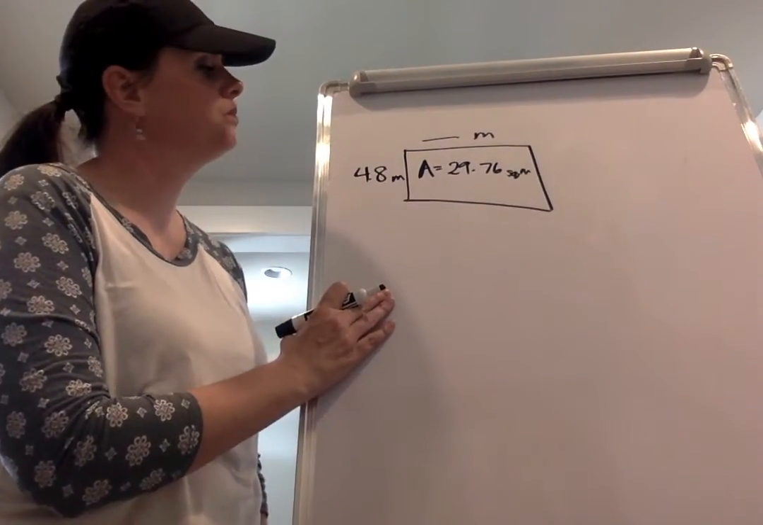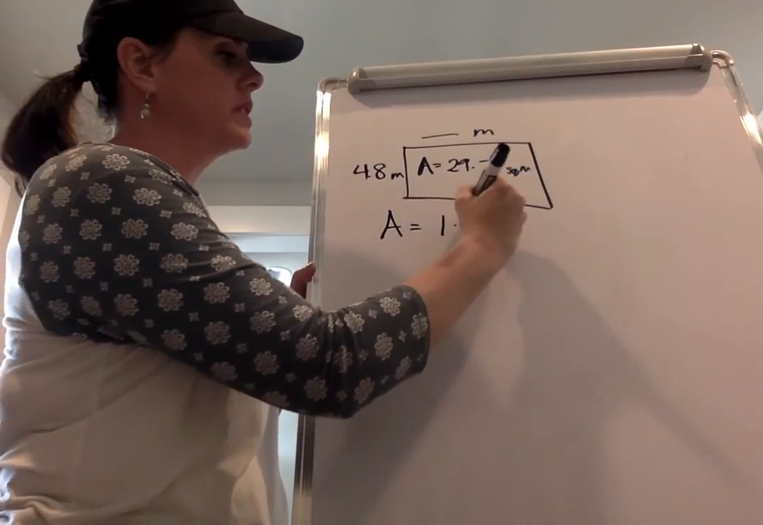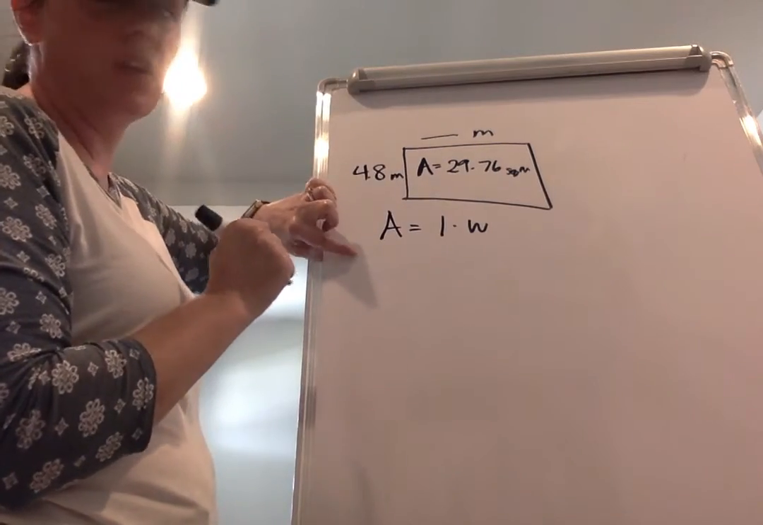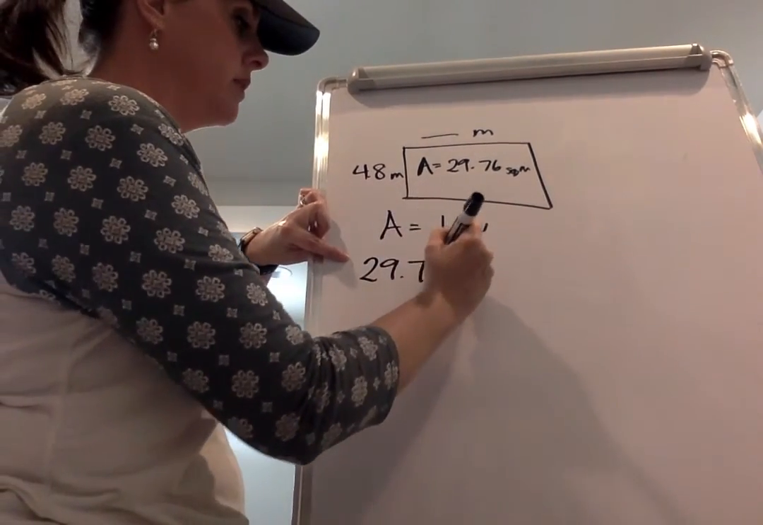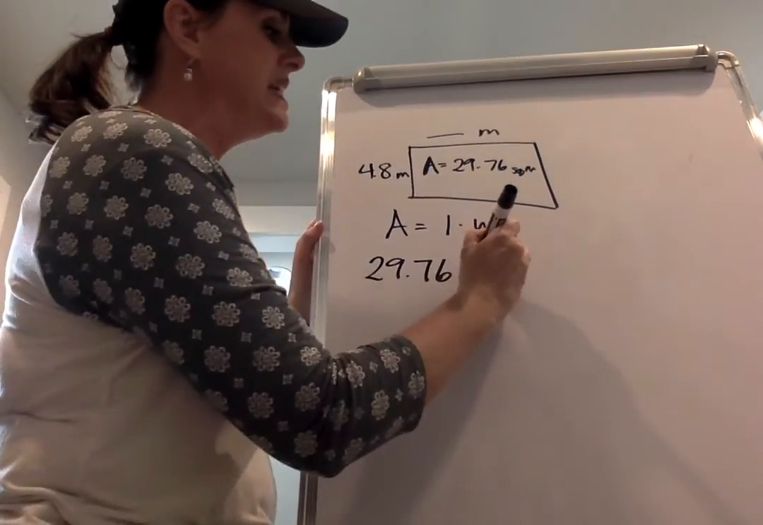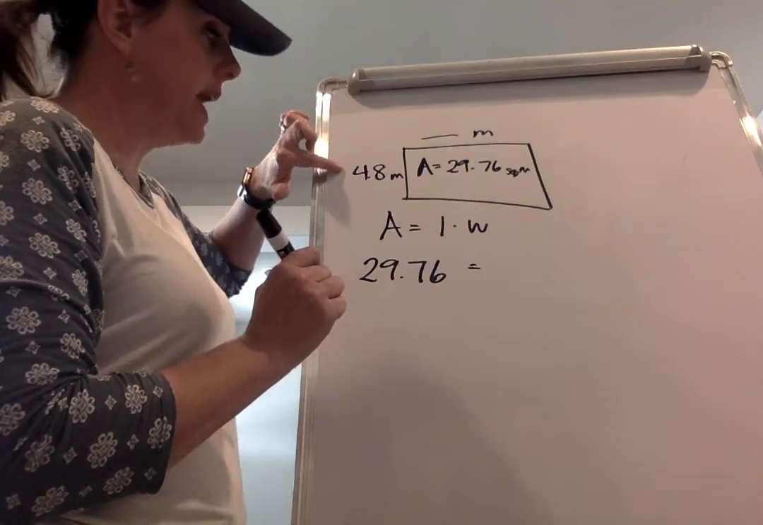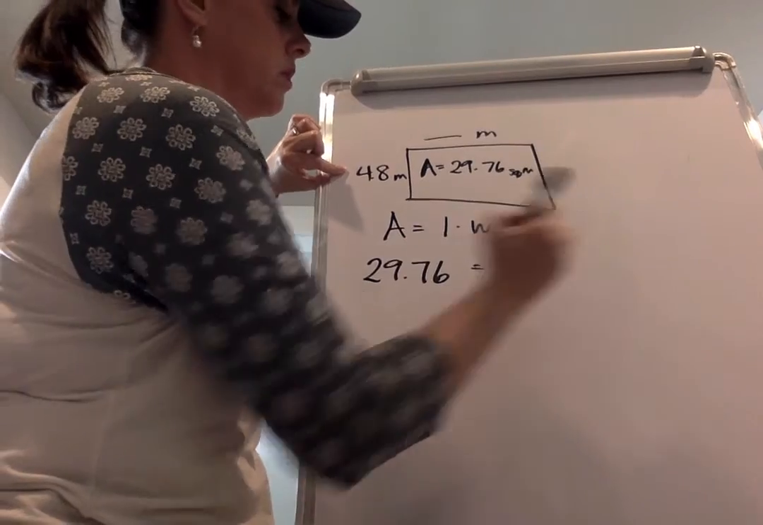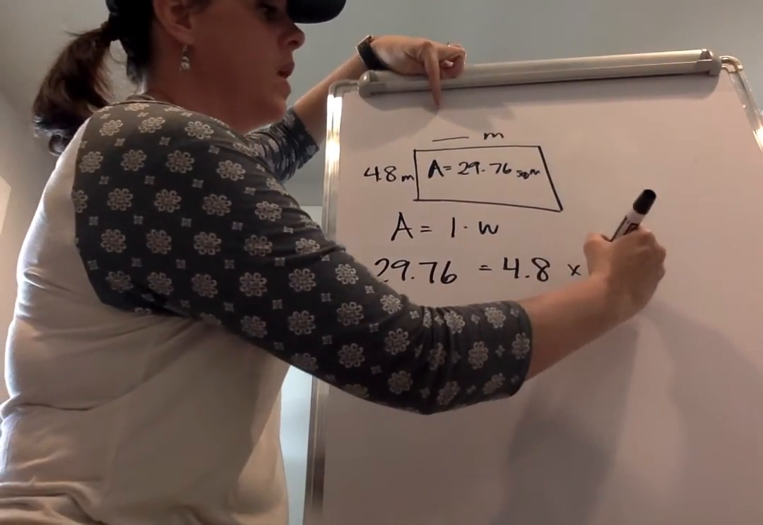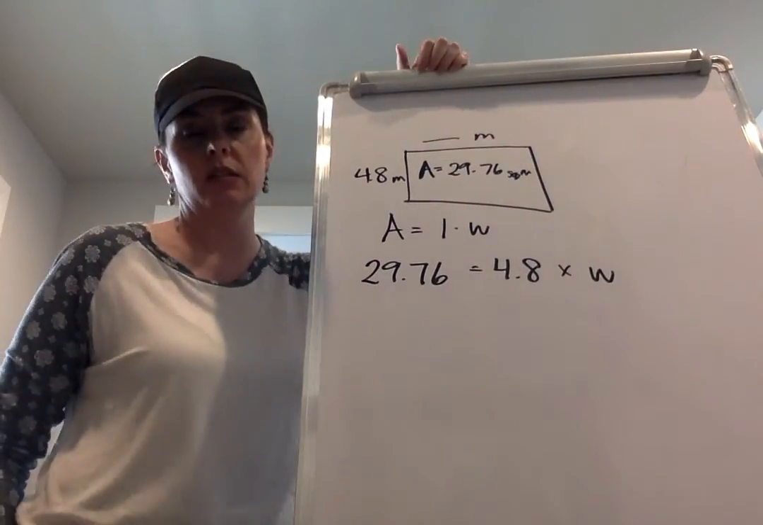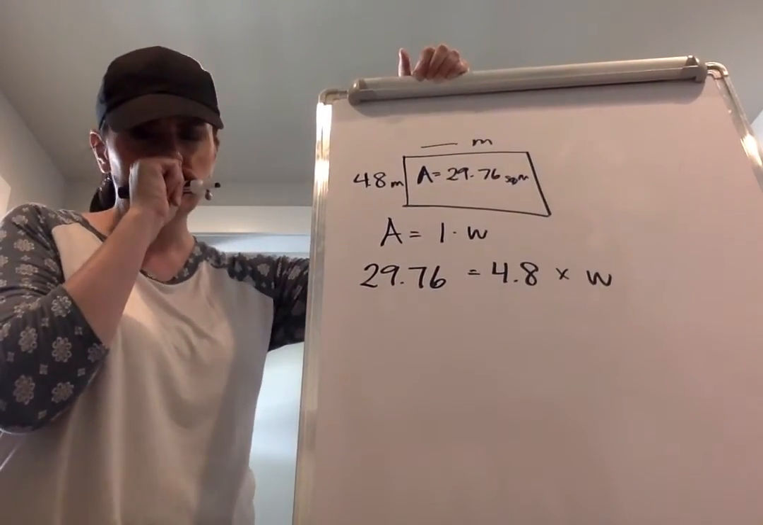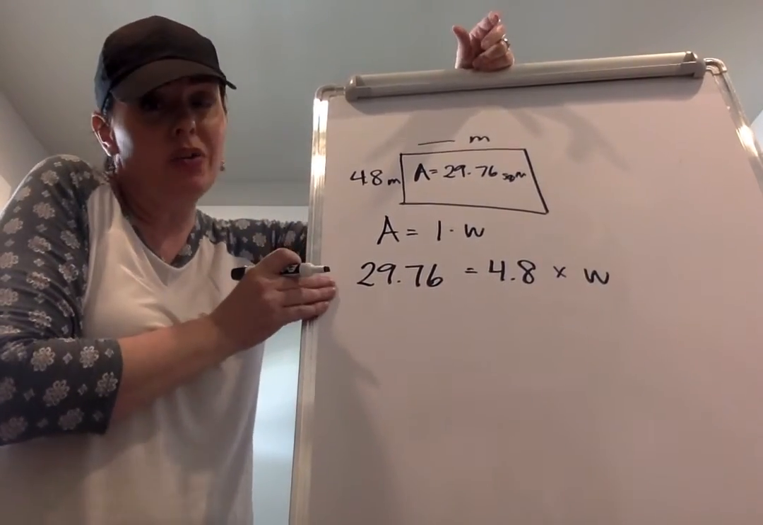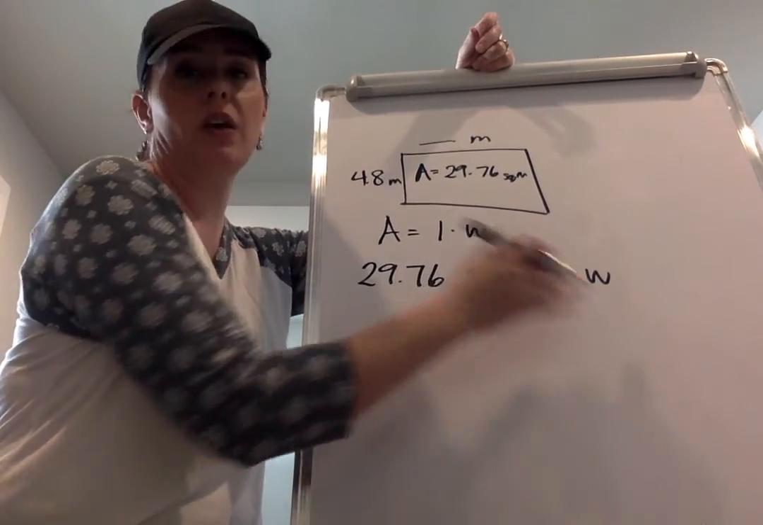All right. Well, I know that area equals length times width. I'm going to fill in my numbers here really quick. I do know my area, so I'm going to put that in for A. So I've got 29.76, so 29 and 76 hundredths equals the length, which is right here, 4.8, times the width. Now, the width is what I don't know, so I'm going to keep it as a W. Think about this for a minute. Usually we do length times width equals area. I already know the area, and I know one side, but I don't know the other side. What am I going to do?